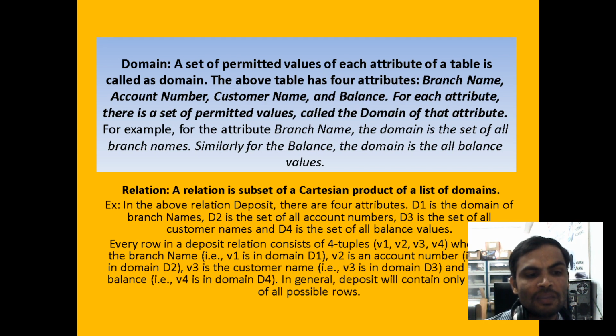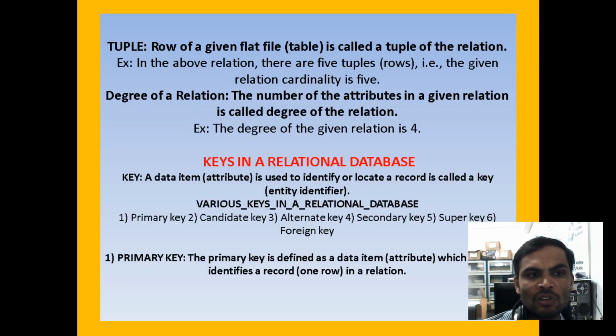Now V1 is a branch name. V1 is under the domain D1. V2 is an account number. V2 is under the domain D2. This means it is representing the relationship. Generally, deposit will come under only a subset of possible rows.